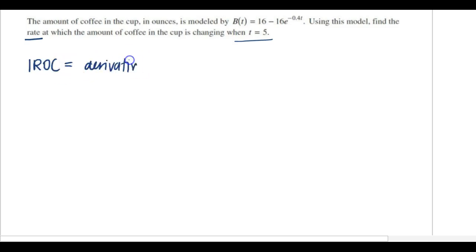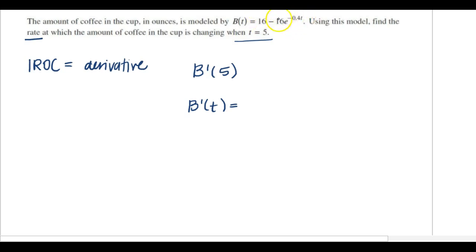Right? So the derivative, slope of a tangent line, limit of a difference quotient, and instantaneous rate of change. So I'm being asked to find the derivative of this function b of t, because this function is the amount of coffee in the cup, and I want the rate at which the coffee in the cup is changing. So I want b prime of 5. So remember that I have to take the derivative before I plug in 5. So I want b prime of t. So these two terms are separated by subtraction. The derivative of 16 is 0.